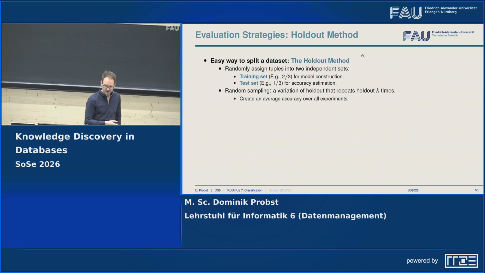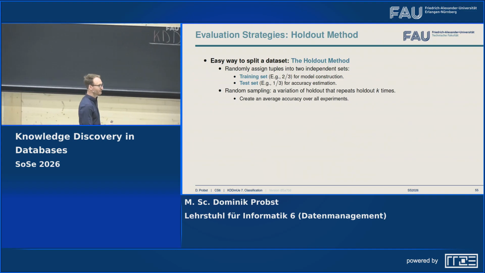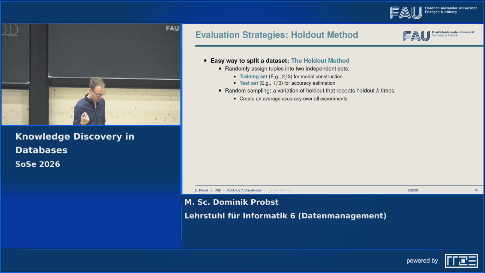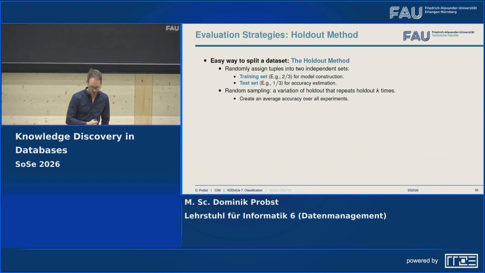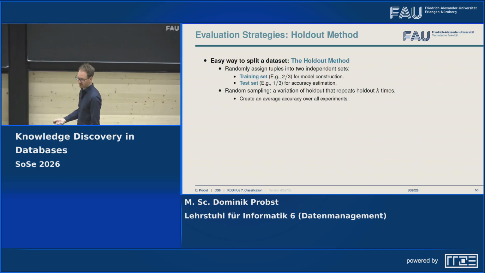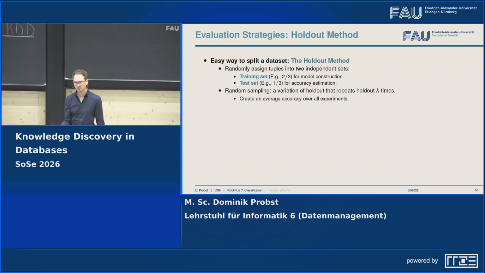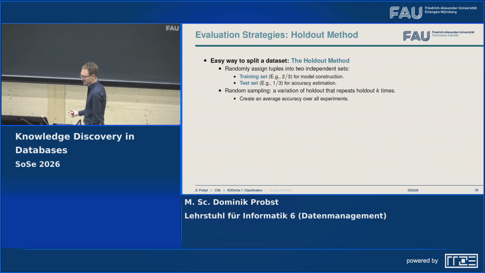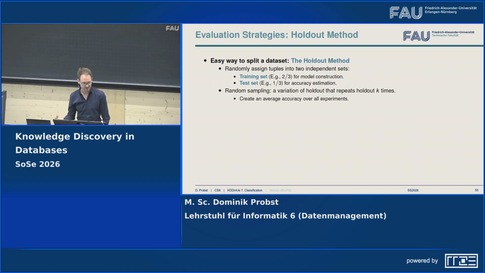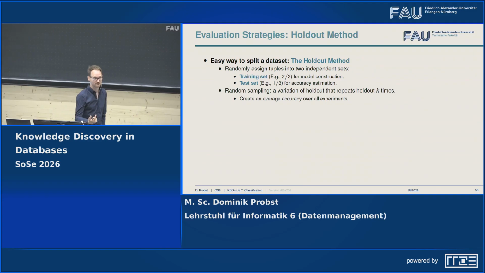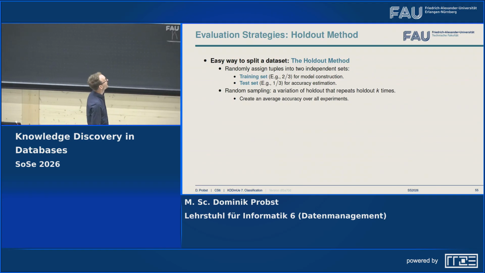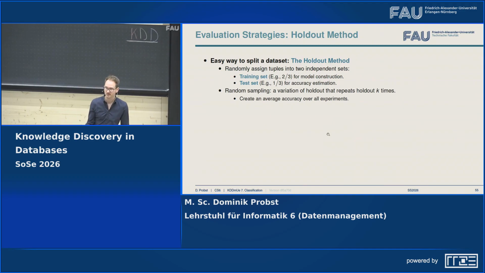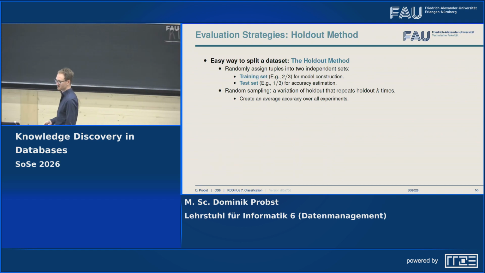You can vary that holdout method by doing the same thing multiple times. You are using two thirds for training, one third for testing, train a model on that, validate that model. Then you use the same data set, split it into two different sets, train a new model, and so on. And take the average accuracy over all experiments to validate whether decision tree induction or naive Bayesian classification was the best.